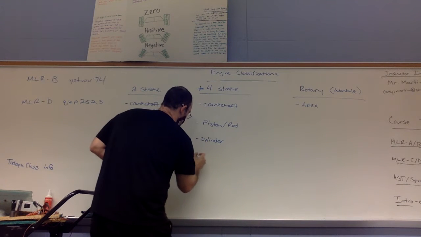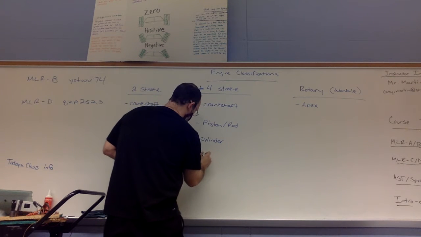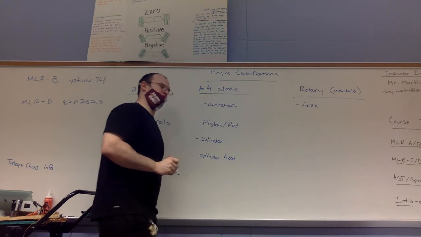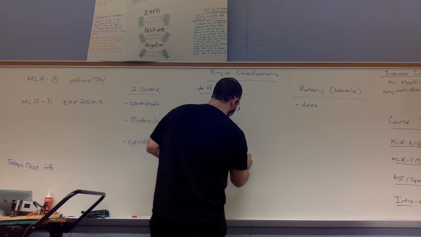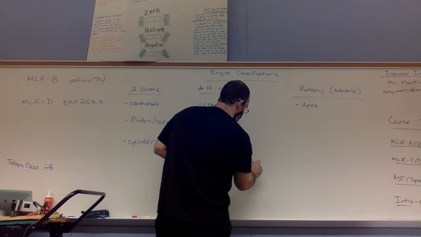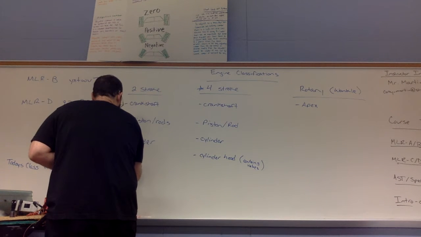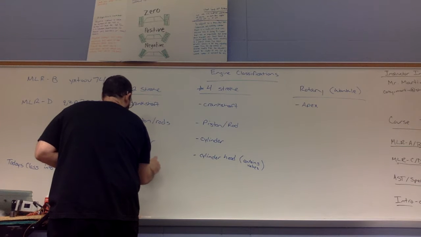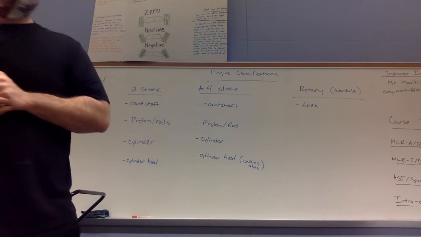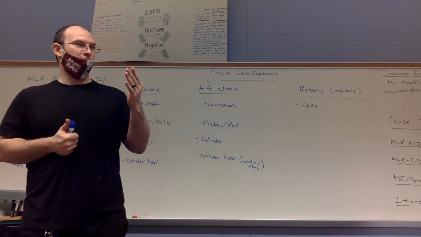So, we have a cylinder head. Notice that I'm not writing anything over here because it doesn't really have a cylinder head. Now, in parentheses, I'm going to write contains valves. Over here, I'm not going to write that, because it doesn't. In a 2-stroke engine, it has what's referred to as a reed valve, and that is where it pulls in the air and fuel. It also has a hole in the cylinder for the exhaust to go out of.